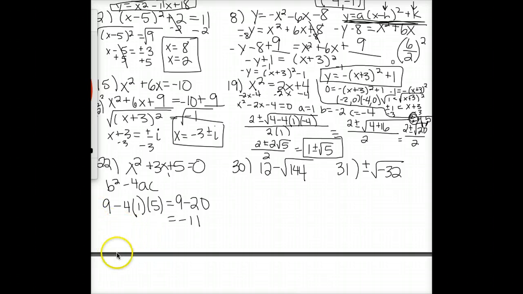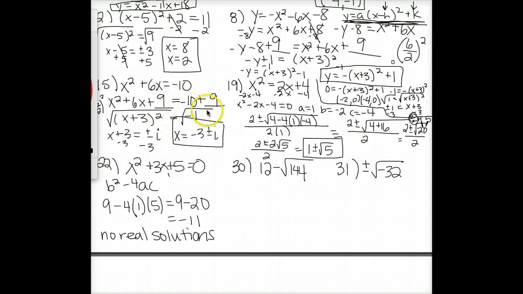Remember, the rules are, if the discriminant is positive, there are 2 real solutions. If the discriminant is 0, there's 1 real solution. And if the discriminant is negative, there are no real solutions. So that's why that is the answer here, because my discriminant is negative.